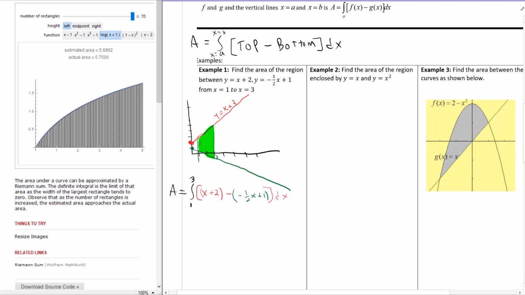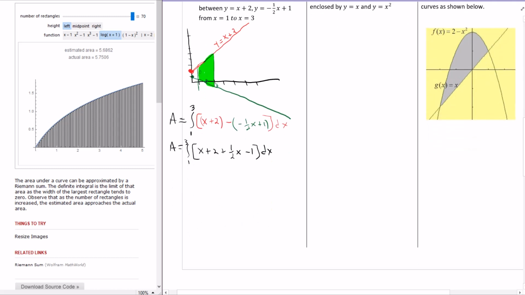Right, and we need to integrate that to find the area. So we're going to do this one by hand because it's a polynomial. It should be fairly easy. So let's go ahead and just clean up the inside first, right? Otherwise it's way harder than it has to be. Let's distribute that negative to give us 1/2 x minus 1.